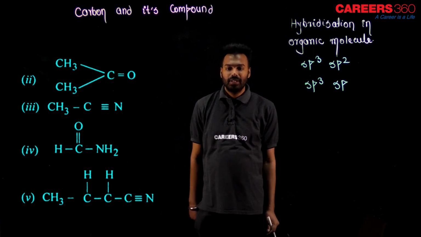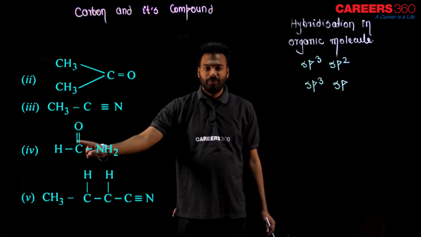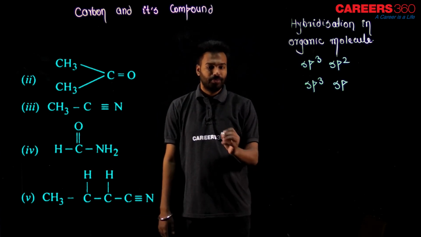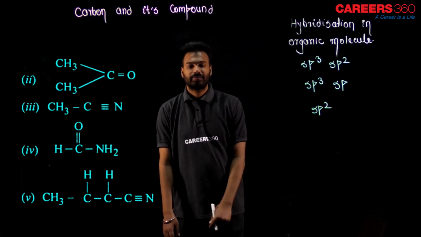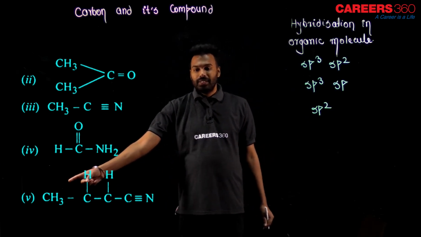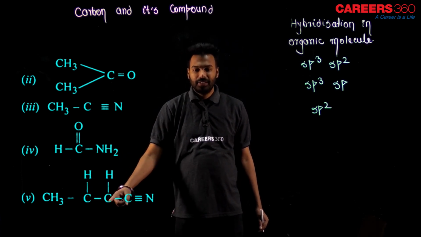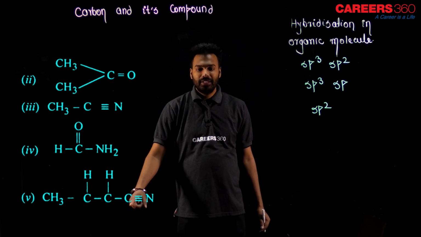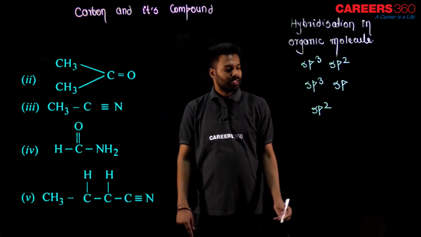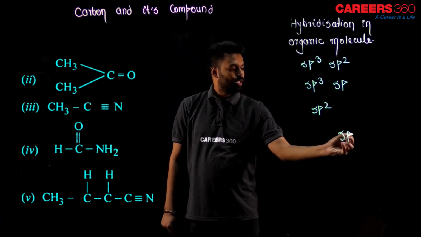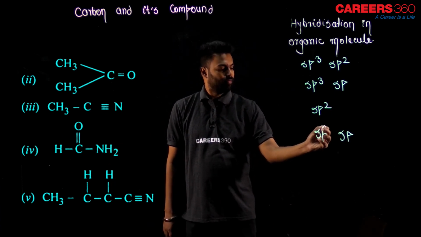The next one, see this carbon is connected with a double bond. One double bond connectivity means sp2. So here there is only sp2 because there is only one type of carbon. Now see this carbon sp3, this carbon sp3, this carbon sp3, and this carbon sp. So there are only two varieties, one is sp variety and the remaining are sp3 variety.